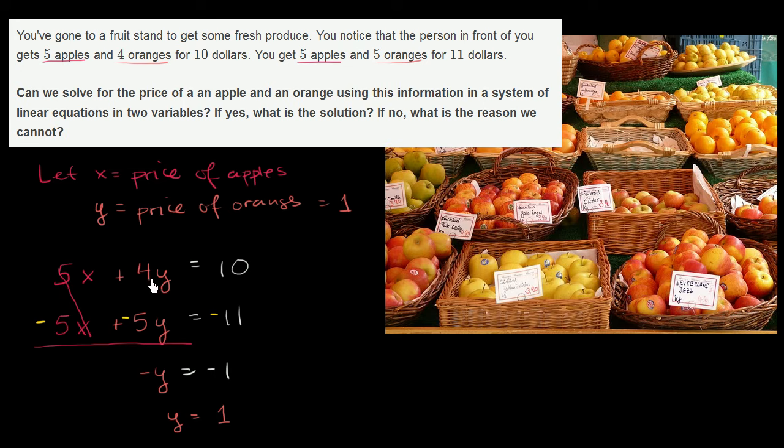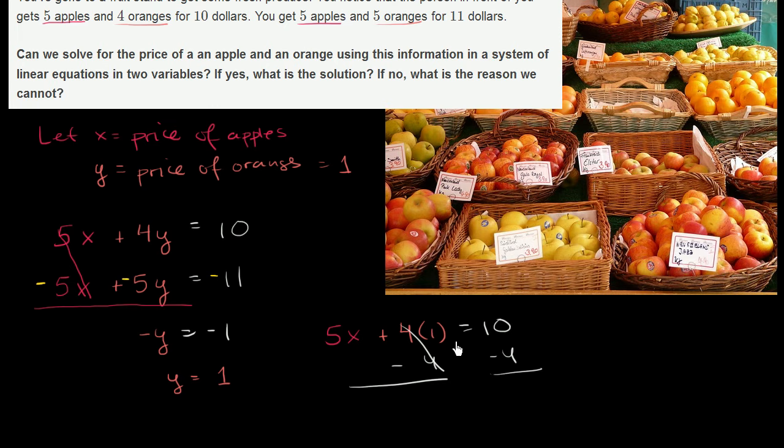We can go back into either one of these equations. I'll go back into this first one. So let's go to the person in line in front of us. They bought 5 apples at X dollars per apple, plus 4 oranges at $1 per orange, and they spent a total of $10. So this, of course, is just 4. Let's subtract 4 from both sides. 4 times 1 minus 4 just cancels out, and we're just left with 5x on the left-hand side. On the right-hand side, we have 10 minus 4, which is equal to 6.